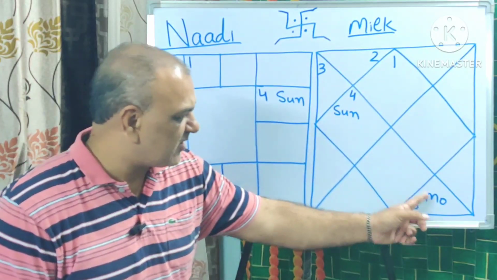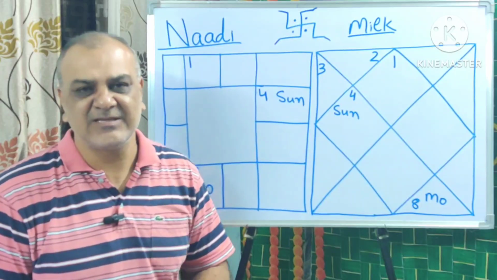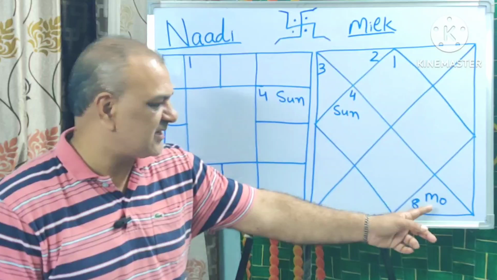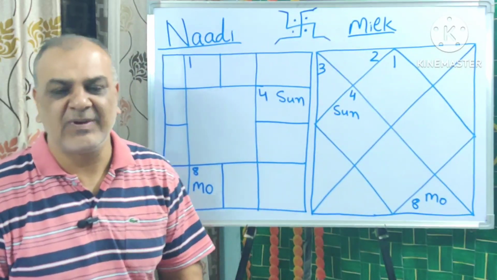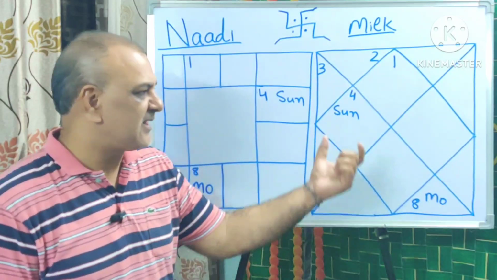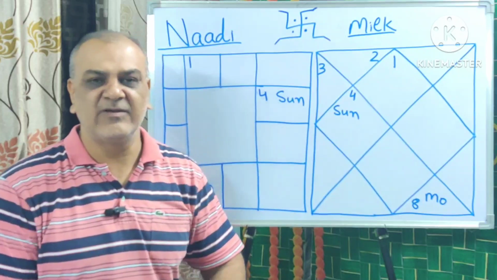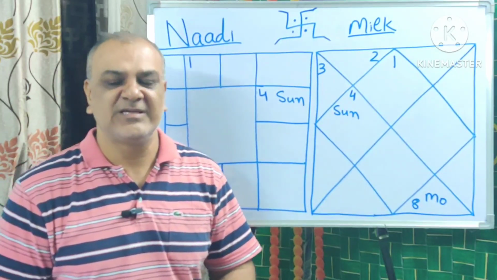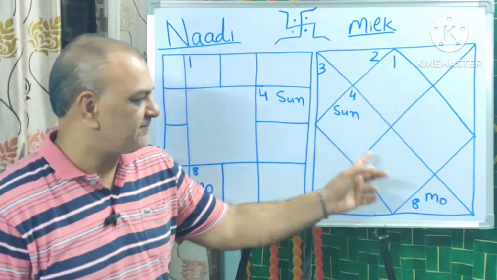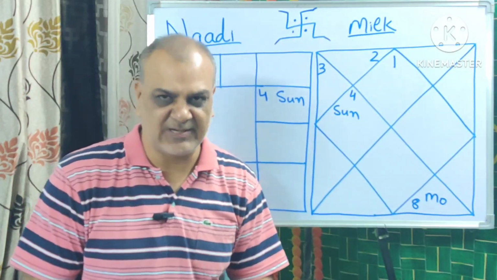Because they both are placed in watery signs, this is the reason I am giving this prediction here. Sun is in a watery sign, Moon is in a watery sign, and Moon is the causative planet for milk. So father is fond of milk, because we are taking Sun as the causative planet for father. We are trying to give predictions about Sun, the native's father, and his nature. So these few combinations you can use when you analyze a birth chart.